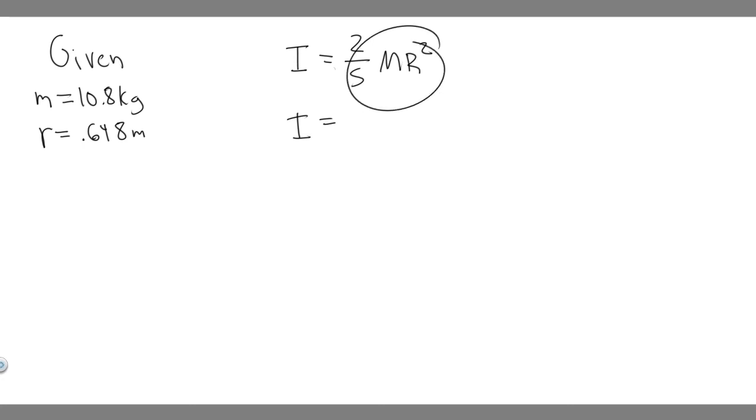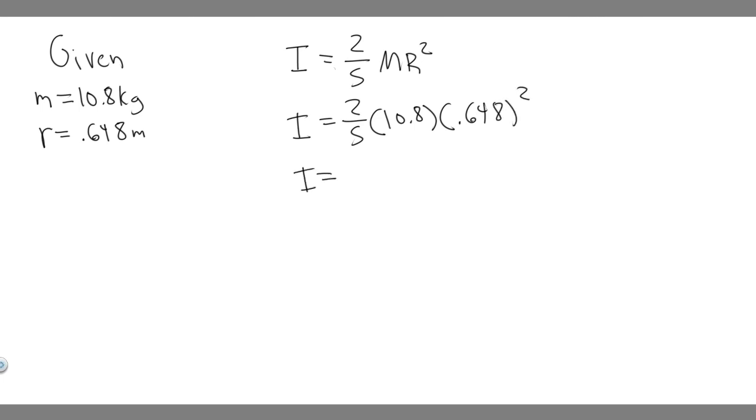So all we got to do is just plug in the numbers to solve this. So 2 over 5 times the mass, which is 10.8, multiplied by the radius squared, which is 0.648 squared. If you go ahead and do this, just plug it in your calculator: 2 over 5 times 10.8 times 0.648 squared. If you go ahead and do that, you're going to get 1.8139 and so on. I'm just going to round to 1.81.